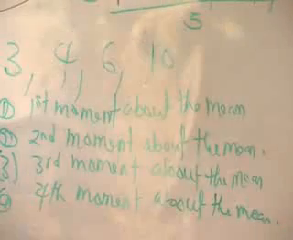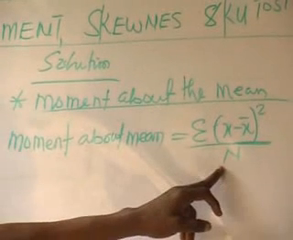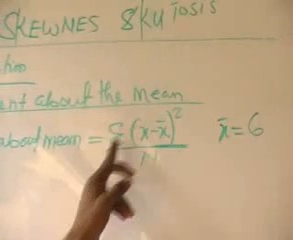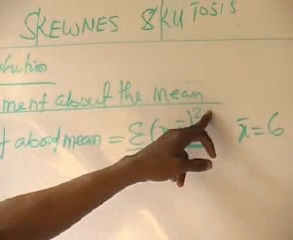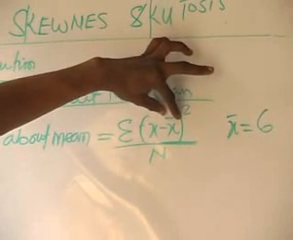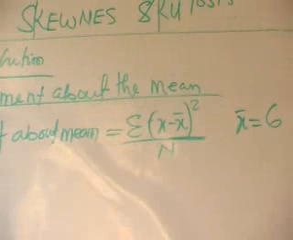Now let us go to number 2: second moment about the mean. The next thing we are going to look at is the second moment about the mean. And the second moment about the mean is the sum of x minus x bar, raised to power 2. This is the mean, the mean that we are talking about. So our second moment about the mean is this. Take note of that.